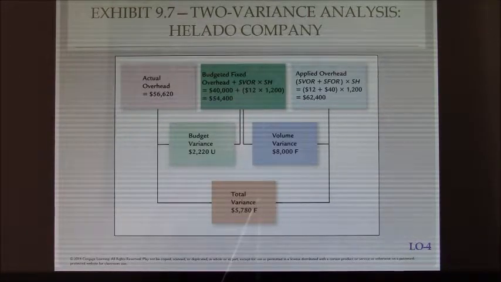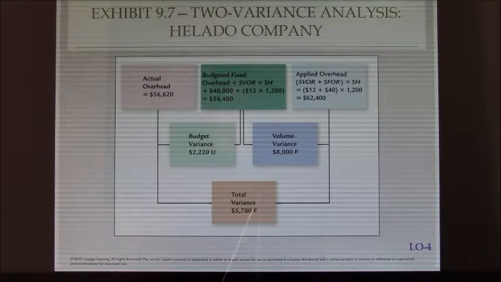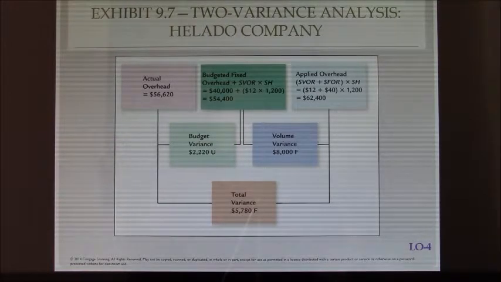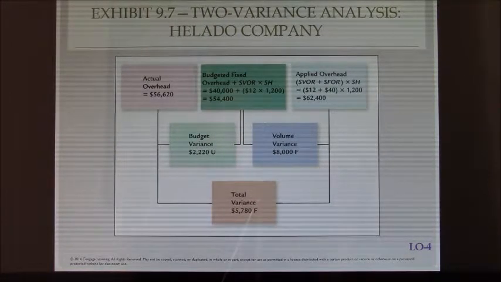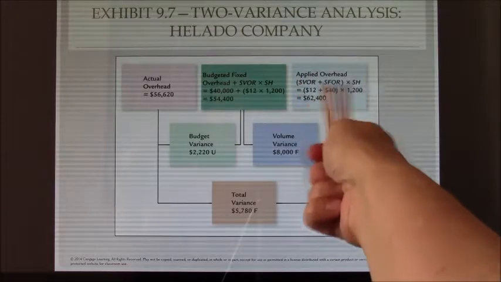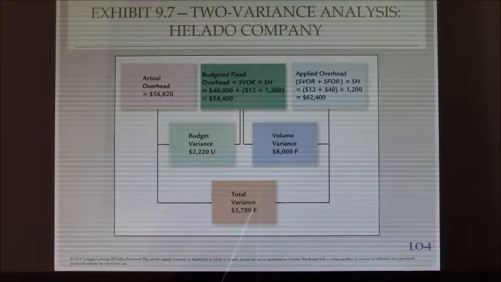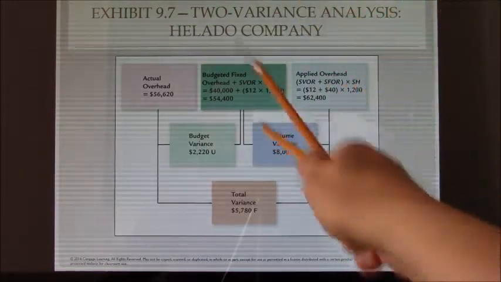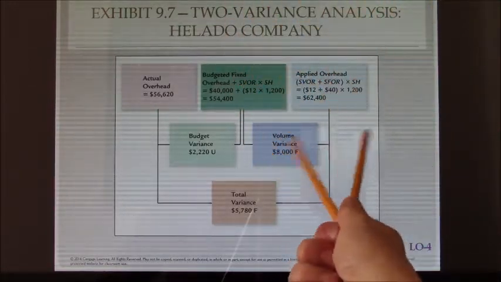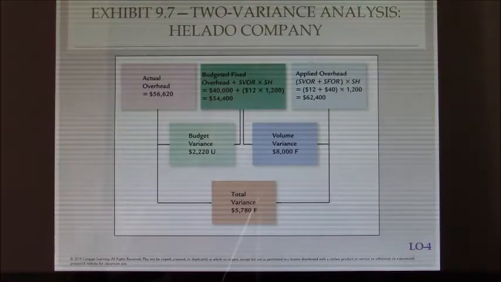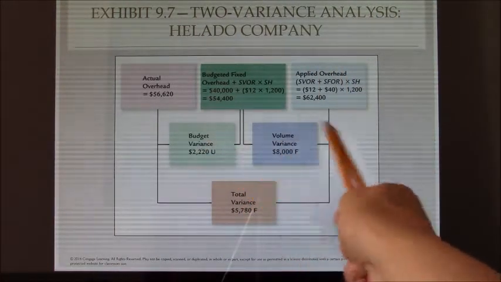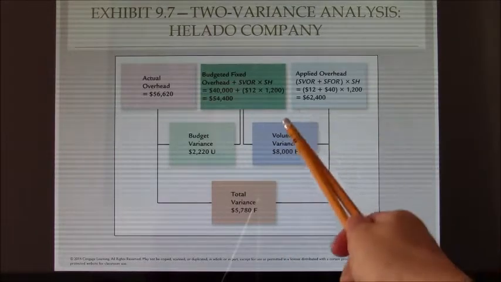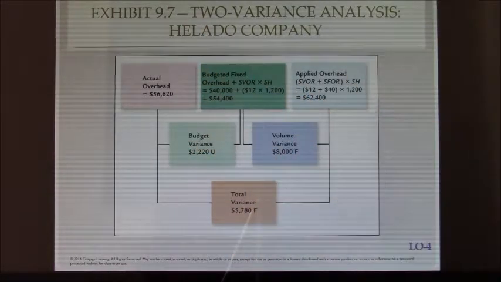All right, so to show you the variances in a picture form, okay, you don't have to do it this way. You can use those formulas, right? But if you think about it, actual overhead, applied overhead, budgeted overhead. Here's the volume variance, here's the budget variance, here's the total variance, right? So you can picture kind of how they work.